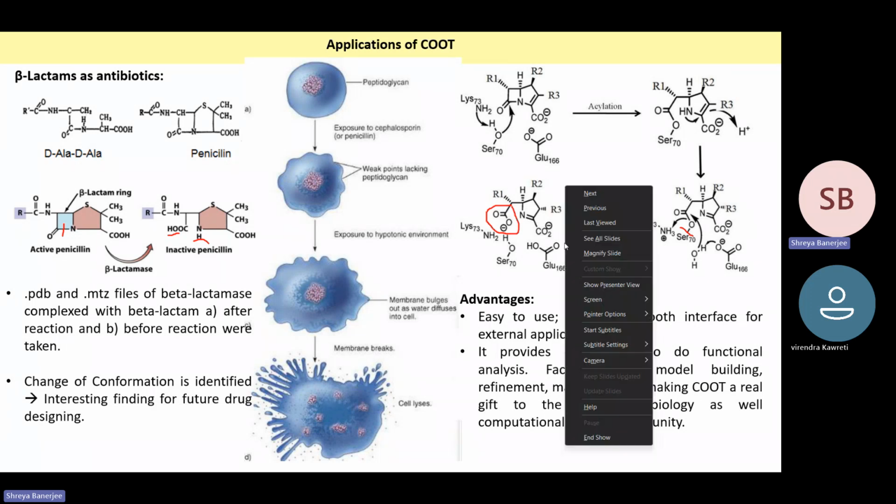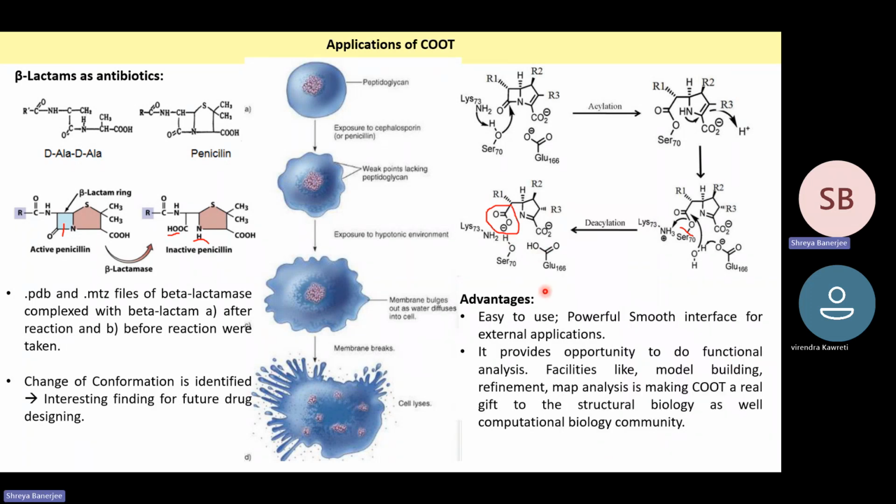We don't need to go into the chemistry of this. You can just remember that when this complex with the penicillin is forming, there is a particular orientation of the beta-lactamase protein, and when it is free, there is another orientation. By studying these two orientations, we can figure out how the protein is acting. So having this kind of model building software helps us understand the change in conformation that is happening, and we can use it to design different drugs. And these model building tools are a gift to the structural biology and computational biology community.